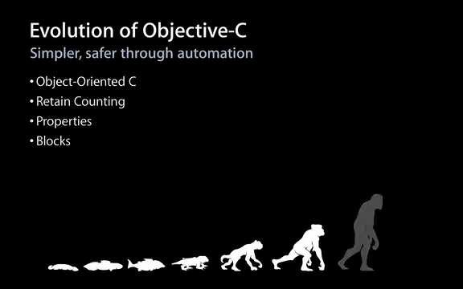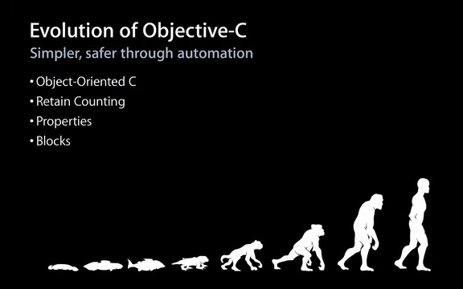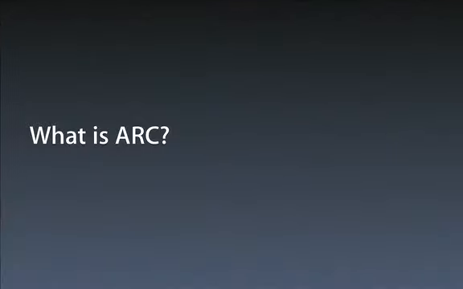It also, in general, as a sort of big picture, a slide that you might have seen before and probably see again during the conference, fits in with a general evolution of Objective-C. Starting from C, we're gradually making the language and the environment safer and simpler through automating aspects of it. And now ARC is the latest addition to that.